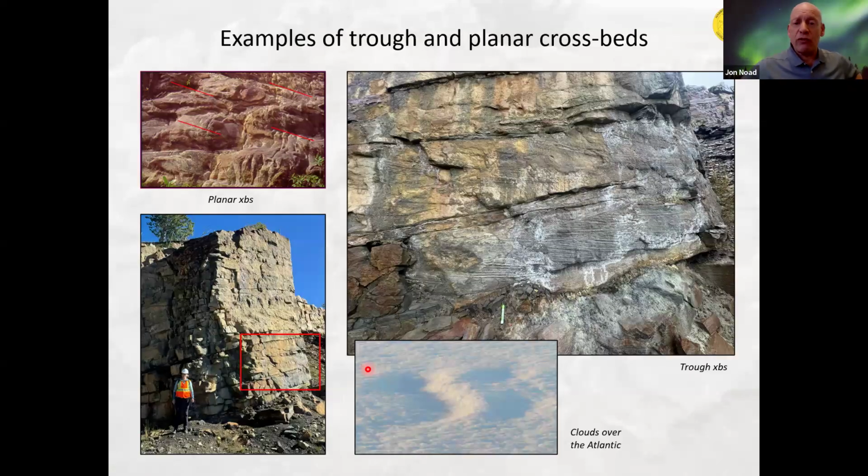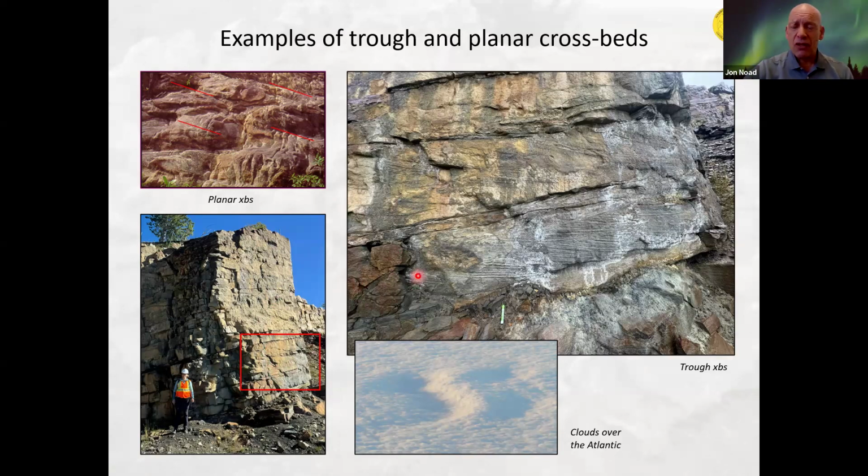So these are some examples from the field. We've got some planar cross beds up here, and the planar cross beds are definitely rarer than trough cross beds, certainly in dune form. So you can expect to see a lot more of the troughs. And the lower photograph here is from trough cross beds here in Alberta.